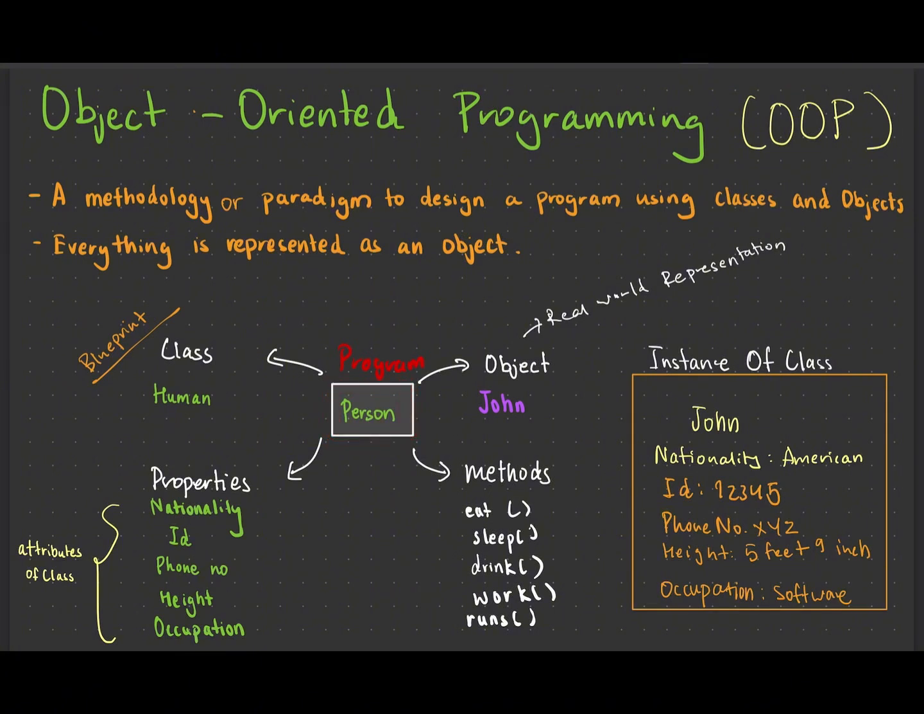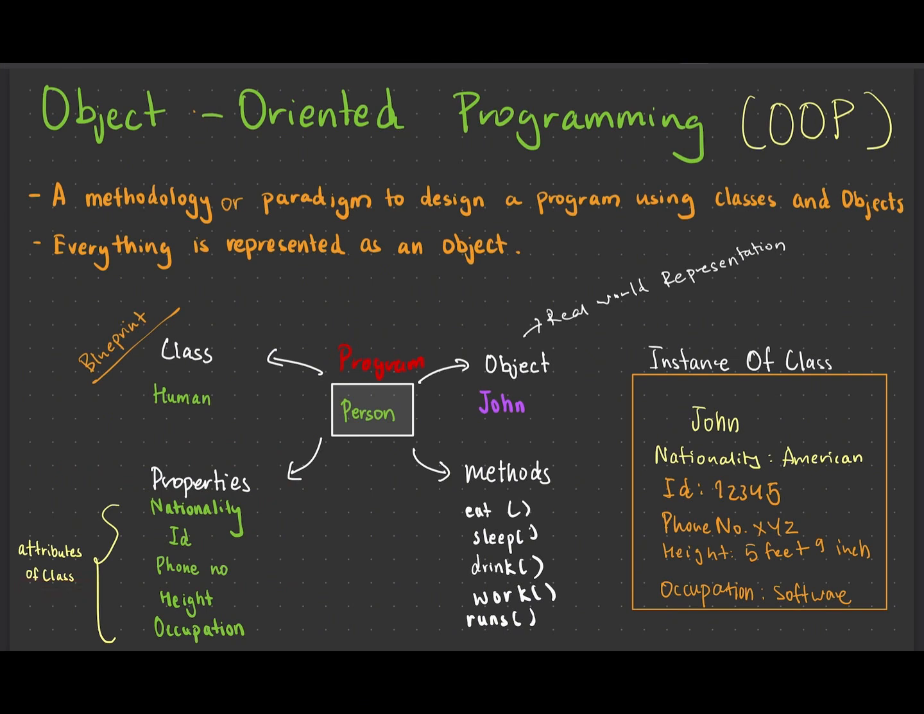Now, imagine we have a class called human. This class serves as a blueprint that defines the common properties and behaviors of humans. For example, humans have properties like nationality, ID, phone number, height, and occupation. These are like the attributes of the class.